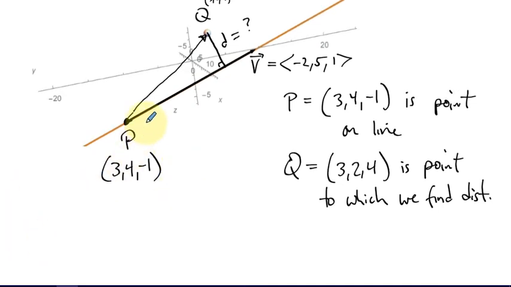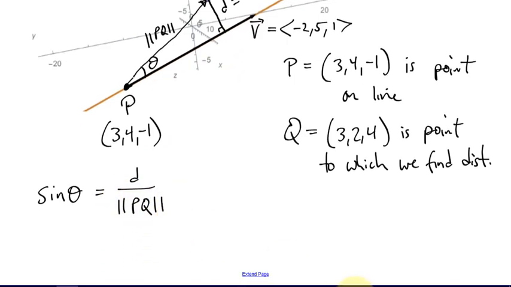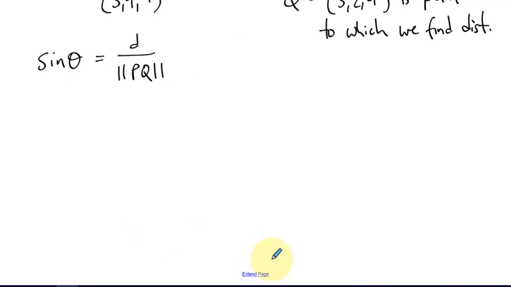Where it begins is the angle between these vectors, theta, and the trigonometry that the sine of theta is that opposite side, d, divided by the hypotenuse, which is the magnitude of vector PQ. From that, I can solve for d. I can write the distance is the magnitude of vector PQ times the sine of theta.